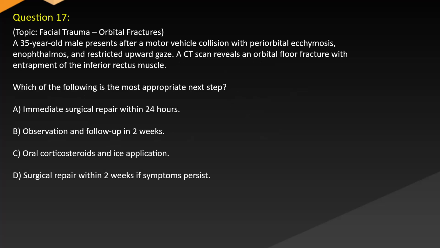Question 17. Topic: facial trauma. Orbital fractures. A 35-year-old male presents after a motor vehicle collision with periorbital ecchymosis, enophthalmos, and restricted upward gaze. CT scan reveals an orbital floor fracture with entrapment of the inferior rectus muscle. Which of the following is the most appropriate next step?